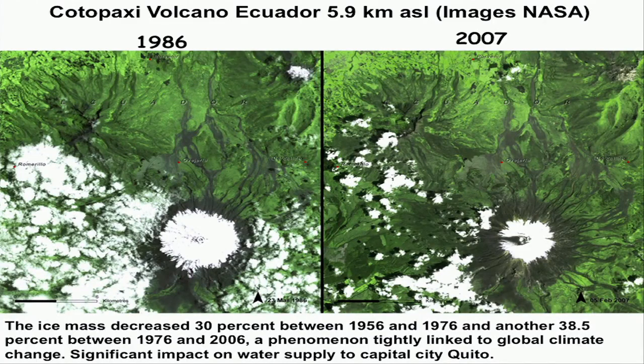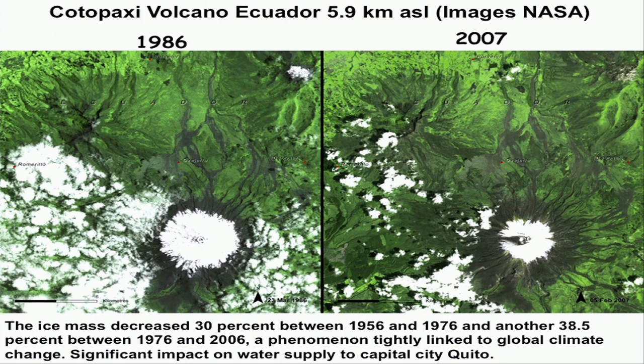And just as a typical example of what impacts that can have on local populations, this shows the glacier and ice cover, etc., and snow cover around the Cotopaxi volcano in Ecuador. It's one of the largest in that region, 5.9 kilometers above sea level. So this satellite picture was taken in 1986.